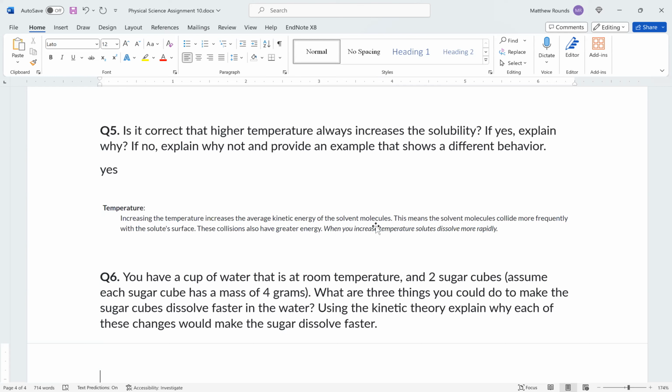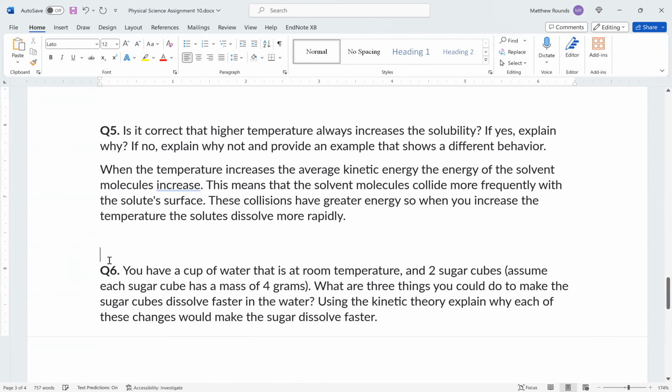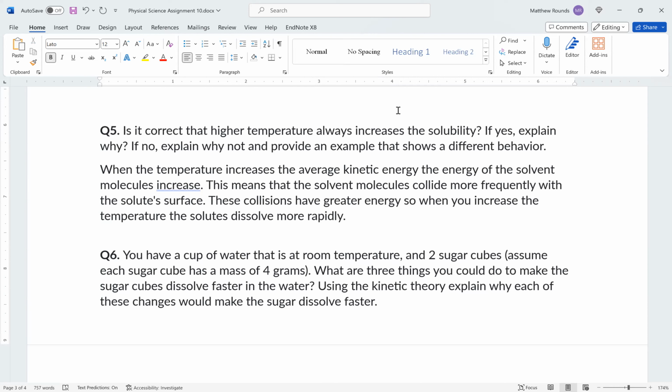All right. I think I summarized it better. Okay. That's good. So that answers number 5. Number 6, let's read through the scenario here.